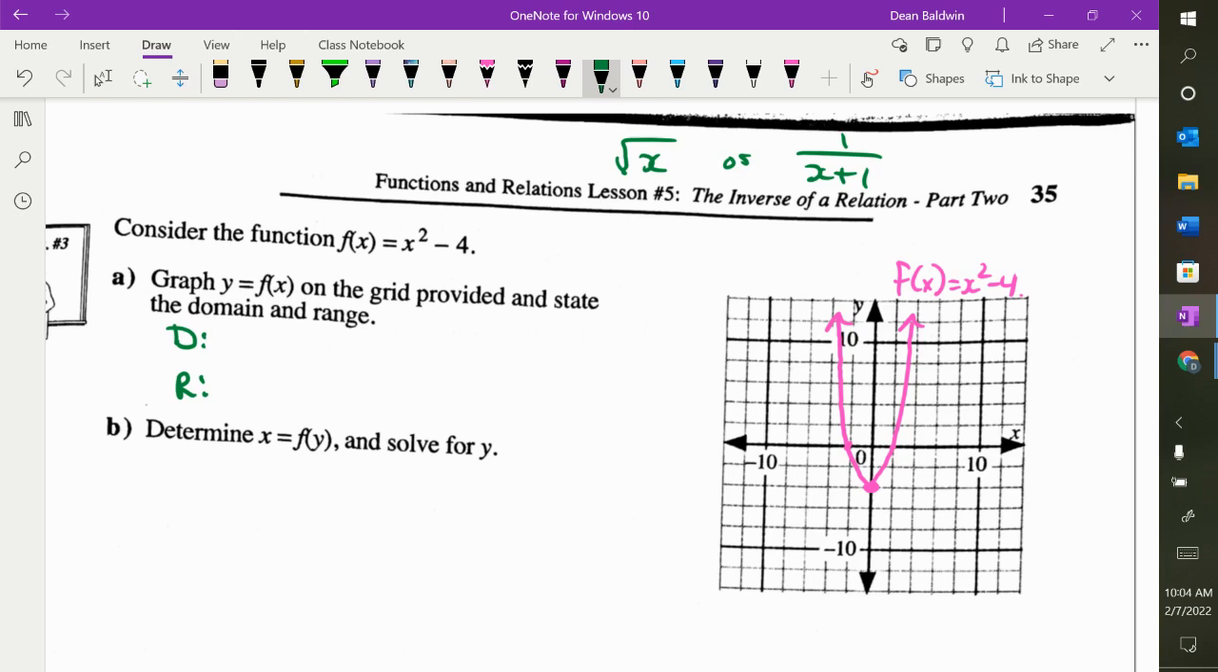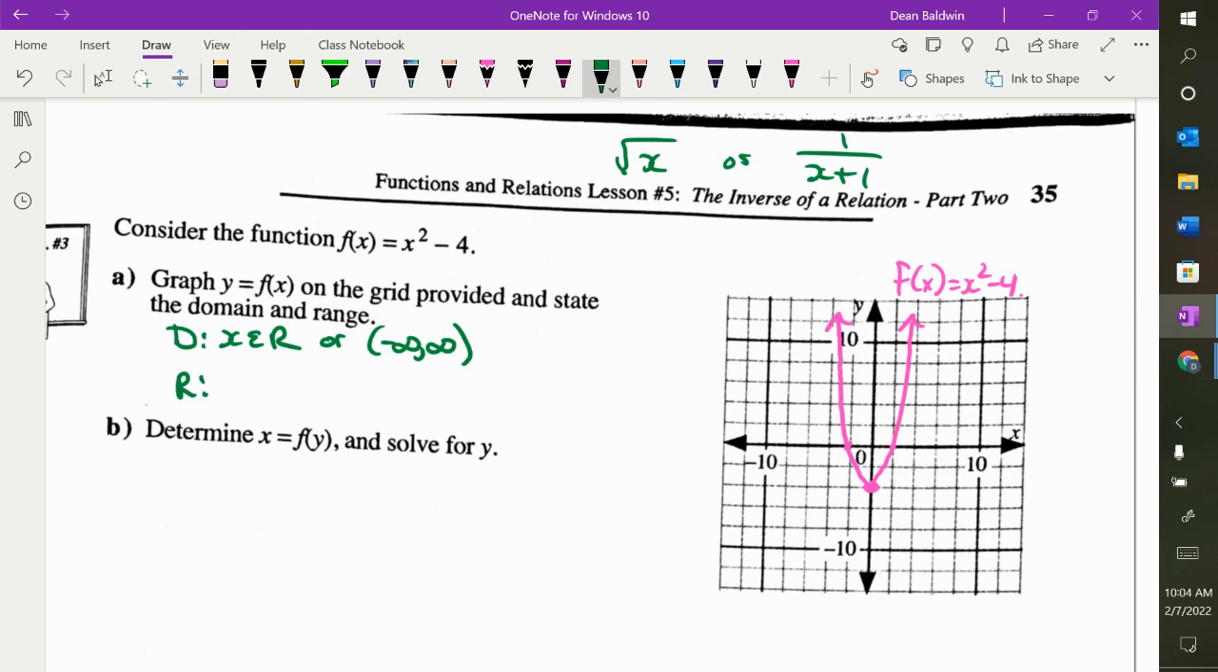All real numbers? Yes. So there are 2 ways to write that. You can write it like that: x is in... Do you know what this E-looking thing means? Anybody? In the set of, right? In the set of, and then R is real numbers. Or you can write it with interval notation, which is negative infinity to positive infinity.